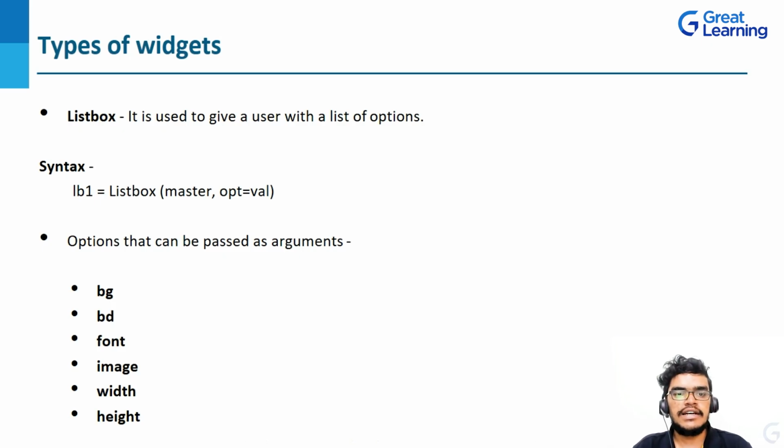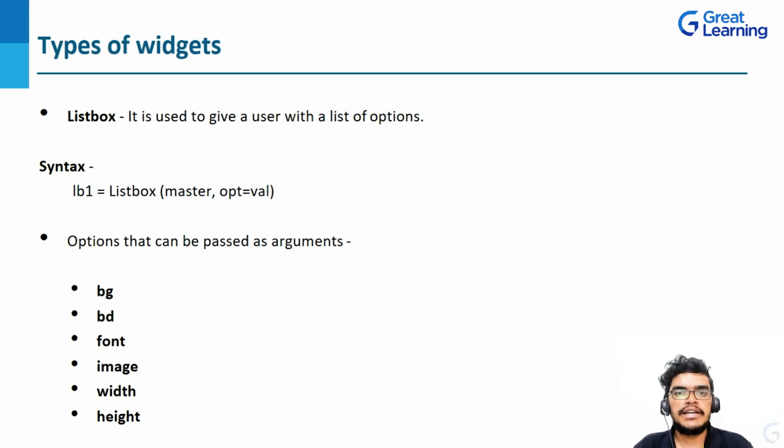So next we are having syntax. What's the syntax of Listbox? Once again, we will write Listbox, and inside that master and the options that we can pass as an argument. So what are the options that we can pass? It's like BG is background. BD is used to represent the size of the border. Then we can also use font as an option, image, width, as well as height. So now let's see the practical implementation of Listbox.